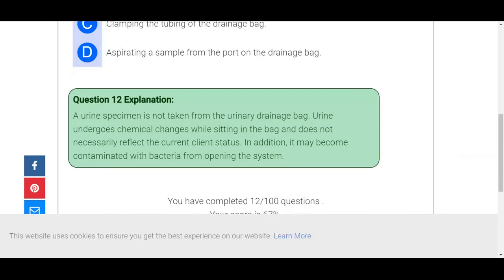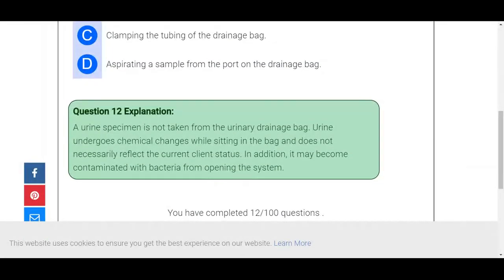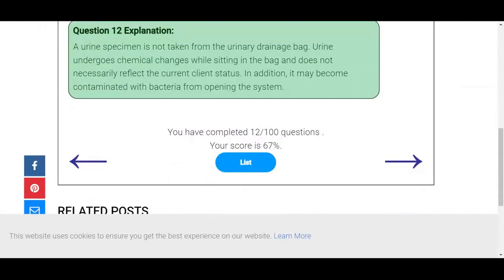So if you want a urine sample for urinalysis, you should definitely get a fresh urine from the patient. In addition, it may become contaminated with bacteria from the opening system. That is true. So next up, alhamdulillah.